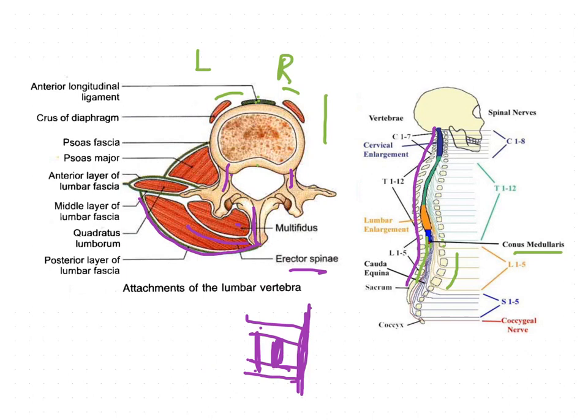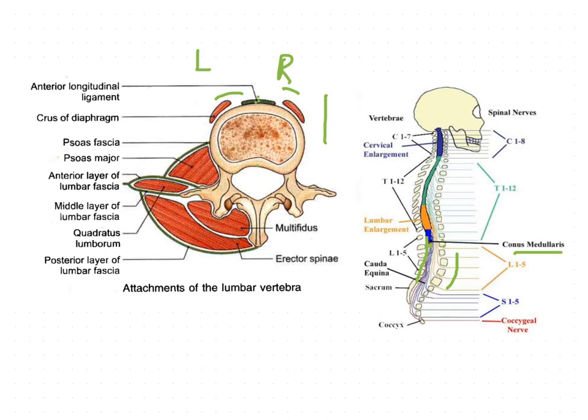So what are the muscles or any other attachments to the transverse process? Now we will see. Here the tips of the transverse process of all the lumbar vertebrae give attachment to the middle layer of the lumbar fascia. So here you can see this one, it is giving attachment to the middle layer of the lumbar fascia.